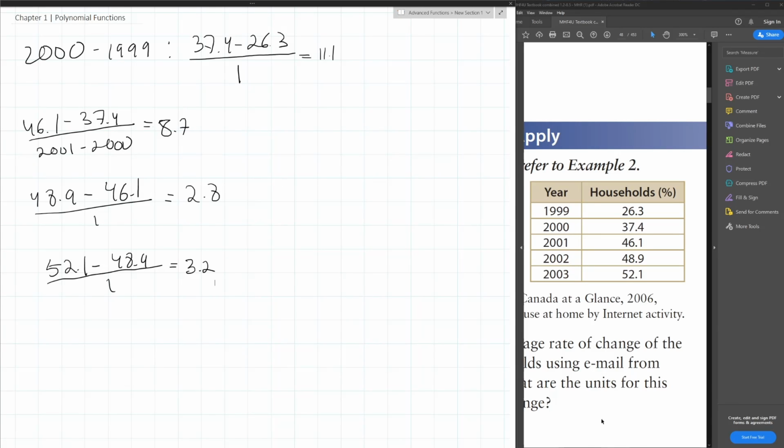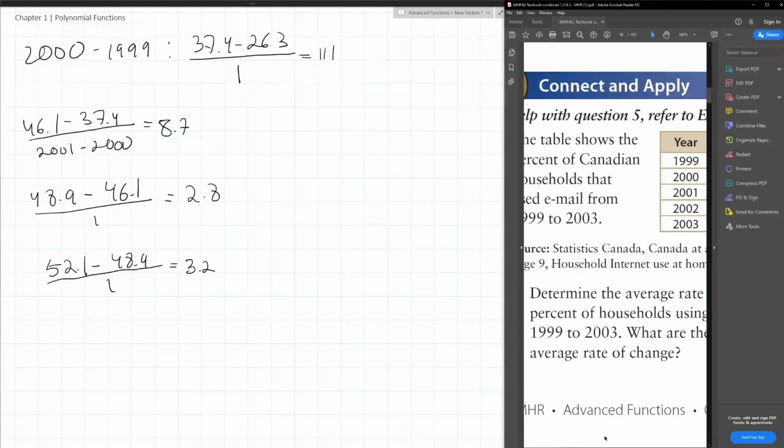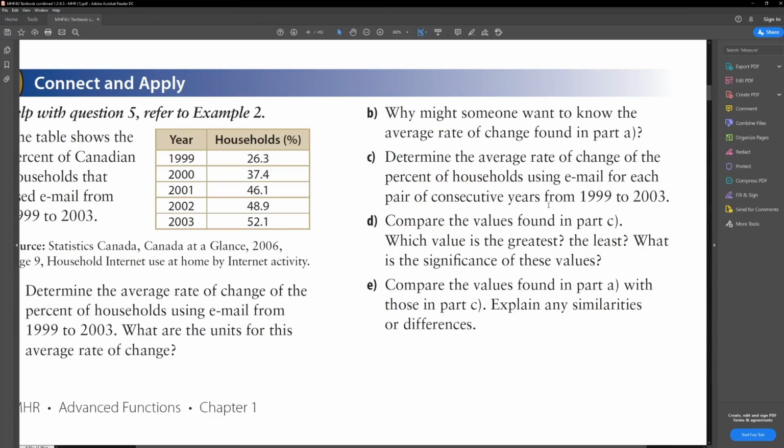Again, did it ask us to find the units? Sorry. Nope. But those are the numbers, and again, it will be percentage per year.